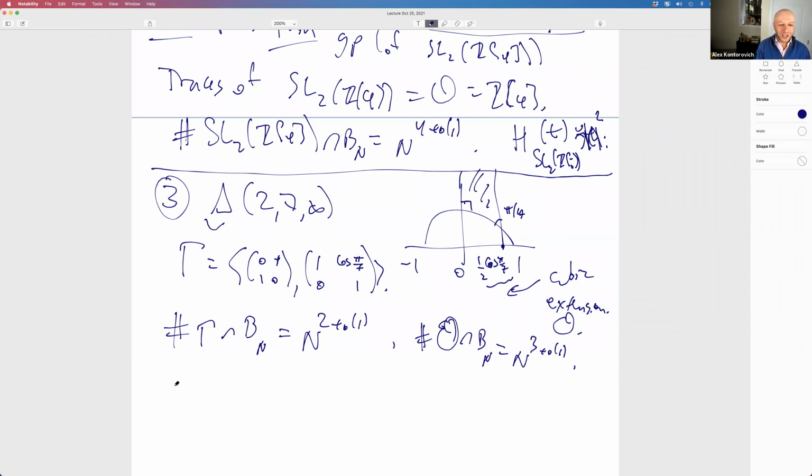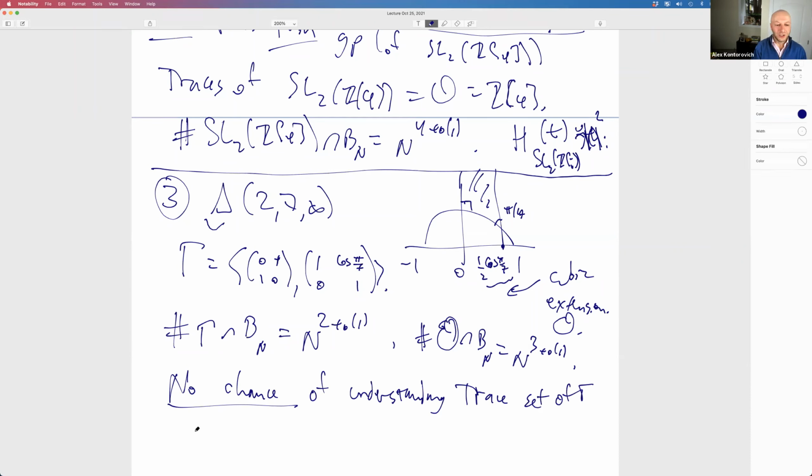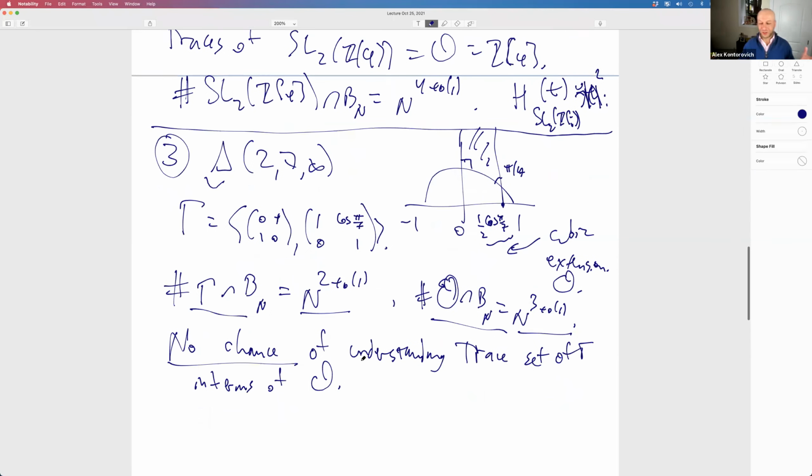And so there's no chance whatsoever of understanding very concretely what the possible traces are, of understanding the trace set of gamma in terms of elements of O. In terms of O, the number of elements of O in a ball is just way, way bigger than the number of elements gamma can produce in a ball. Okay, so it's really a thin set.